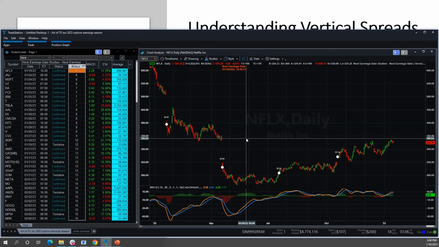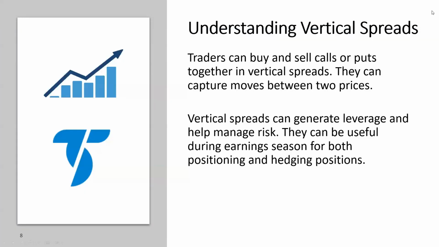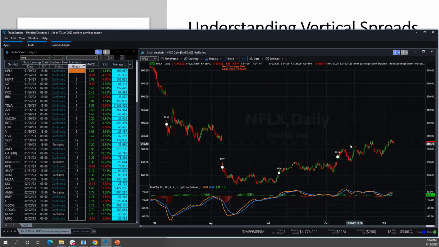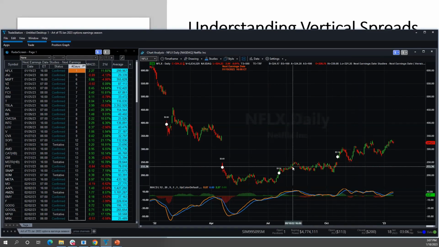If a person wanted to be long on this, what the call spread would do is they would buy the call that's near the money, sell the call that's away from the money, and capture the move between those two prices. The thing about vertical spreads is they can generate leverage and help manage risk. They can be useful during earnings season for both positioning and for hedging positions, which means if you want to simply be long on something like Netflix and it has a good earnings report, a vertical spread can do that. If you go off and buy 100 shares of Netflix, you're talking $32,000, and there's all kinds of downside risk on something like that.